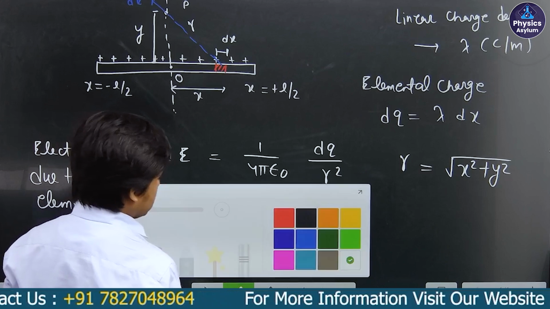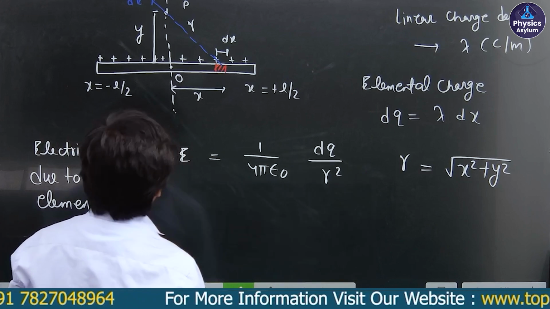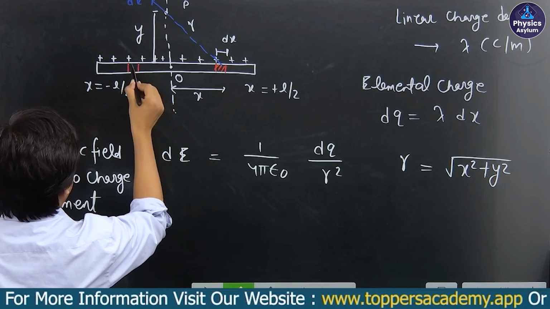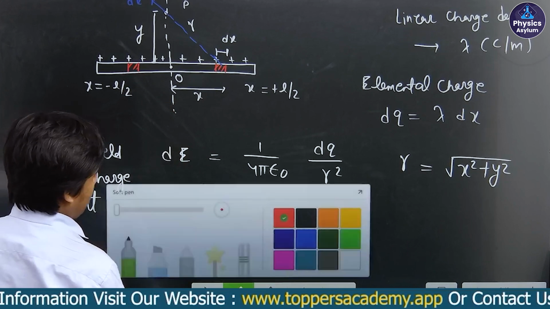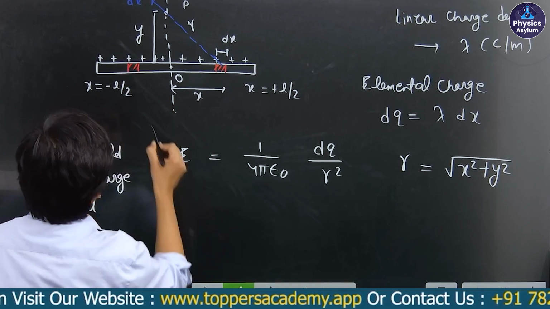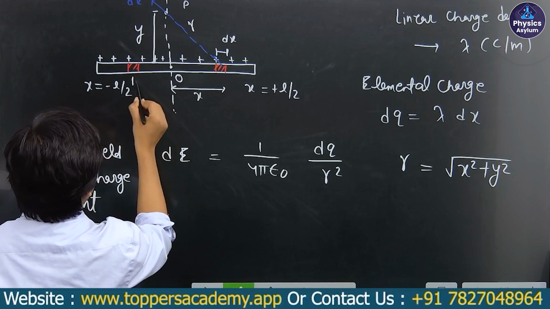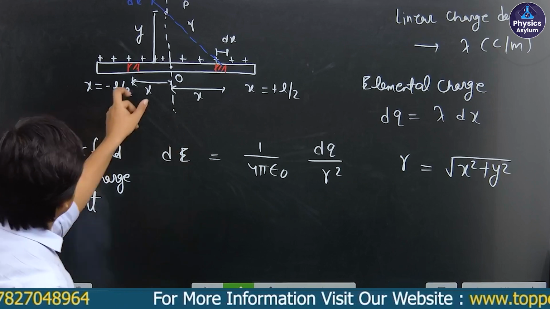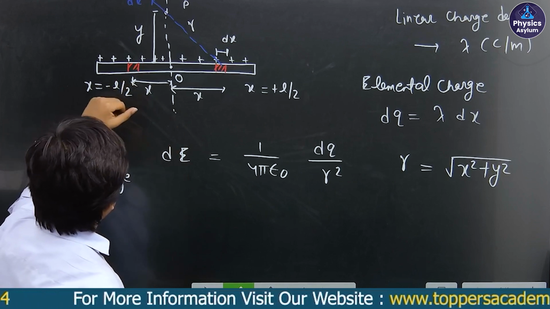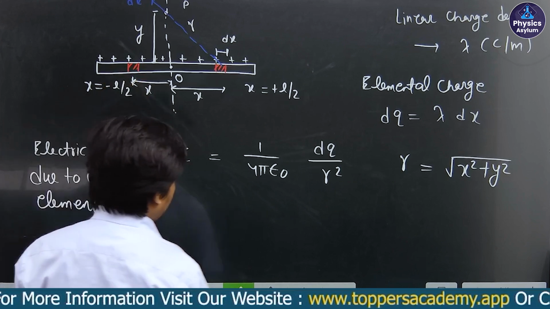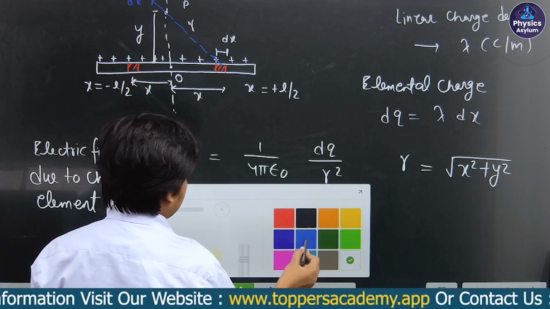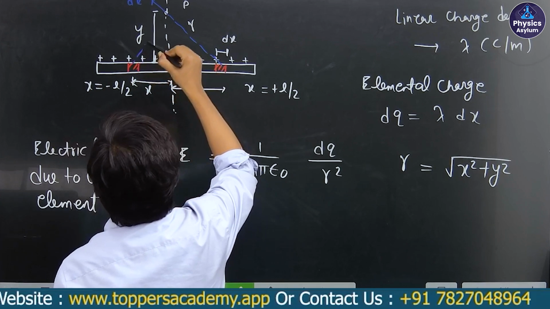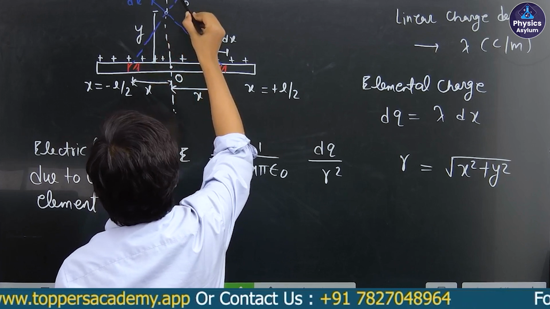Now suppose I take another charge element, also at a distance x from the origin. Then the electric field due to this second charge element will be in this direction.